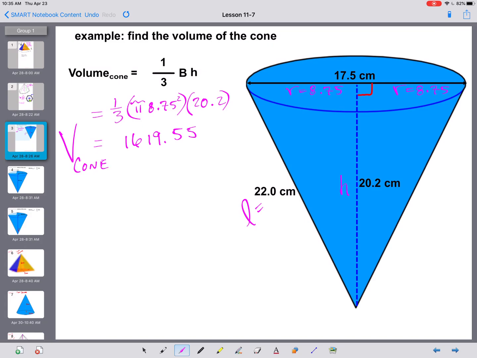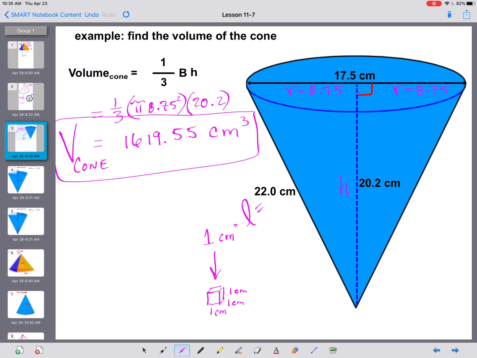Okay, hey, units, we're looking at centimeters cubed. Again, what that means is if I had a little cube here that was 1 centimeter by 1 centimeter by 1 centimeter high, that right there would be 1 cubic centimeter. What we're saying is inside the cone, I can shove in 1,619 and a little extra. I can shove in that many inside there.